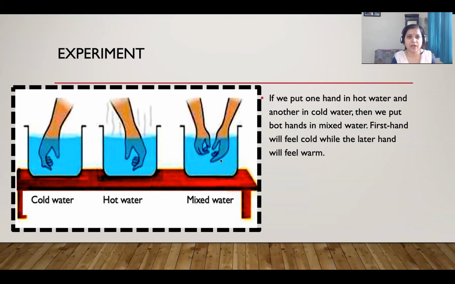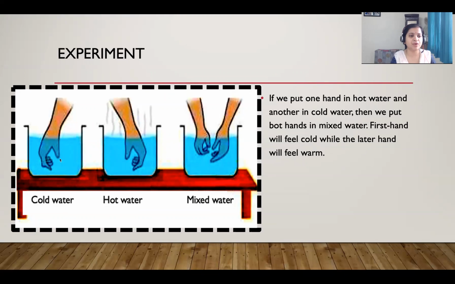Okay, your one hand will feel as if the water is cold and another hand will feel as if the water is warm. So why is it so? The water is warm water, but different feeling for different hands. Yes or no? Because heat is transferred from the hotter region to the cooler region.